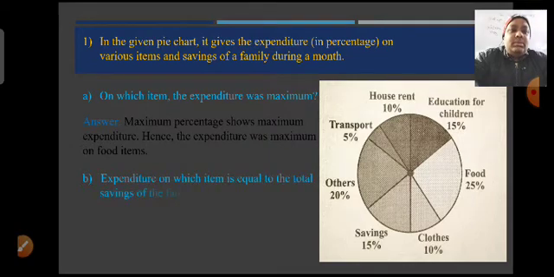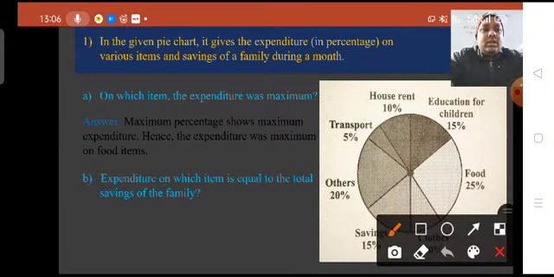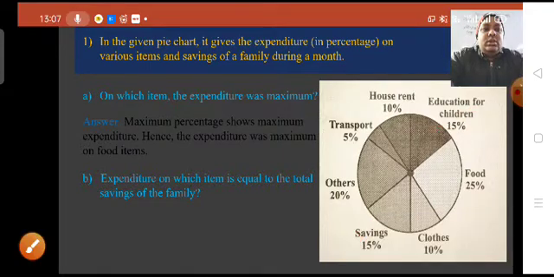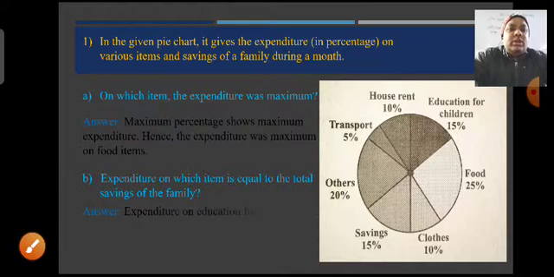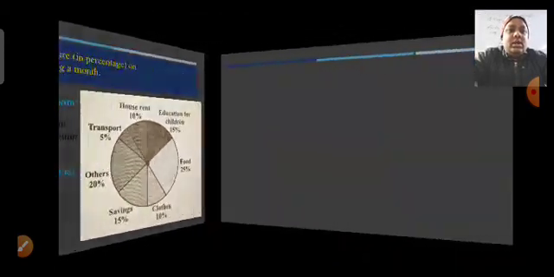Next question: expenditure on which item is equal to the total savings of the family? At first let's see the total savings percentage. You can see that total savings is 15%, which is equal to the 15% given for education for children. So the expenditure on education for children is the same as the savings of the family.